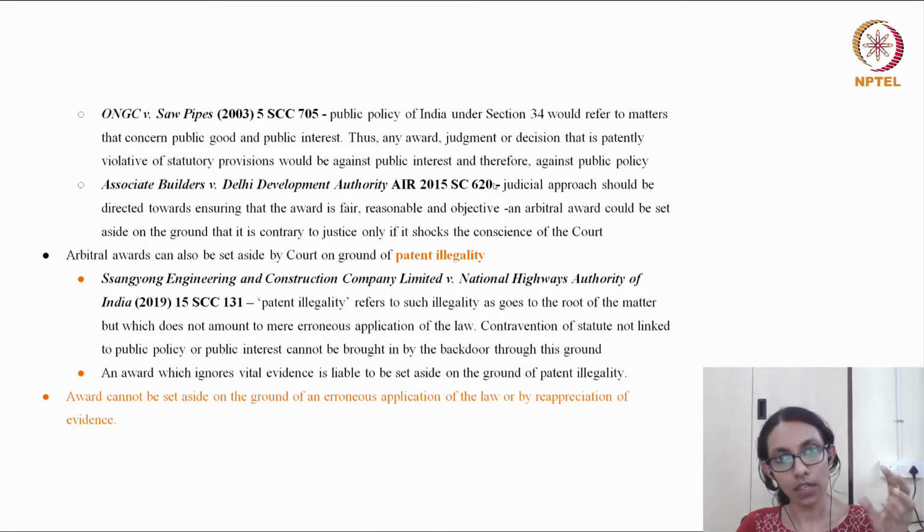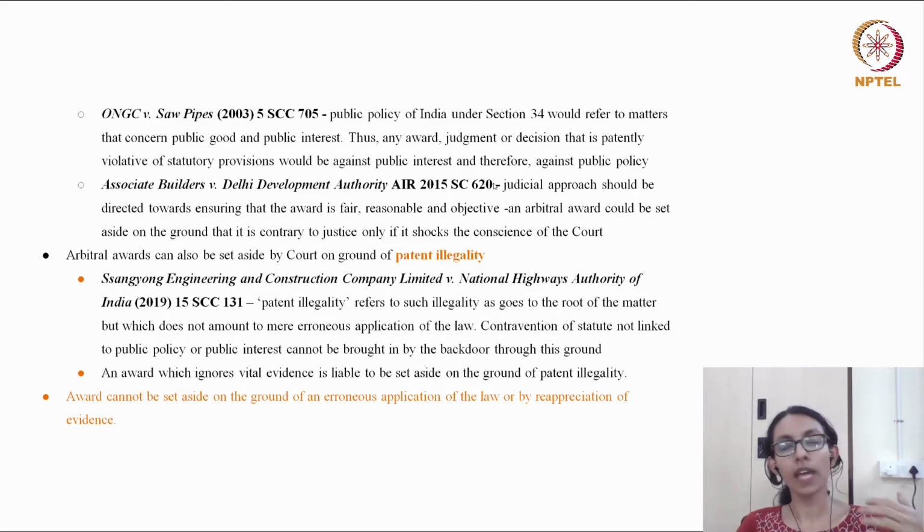However, this is to be distinguished from a mere error in the application of law to the facts of the case. It is a grave error which goes to the root of the matter that makes an illegality a patent illegality. Now, merely because a particular act of a party does not fall within any of the other grounds mentioned under Section 34, the other party cannot bring it under patent illegality.